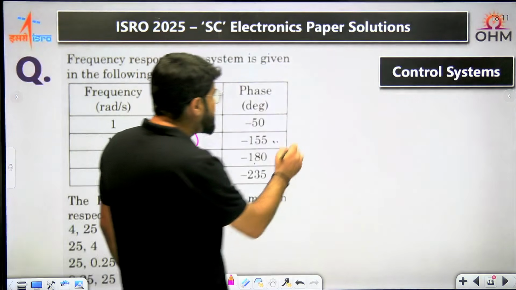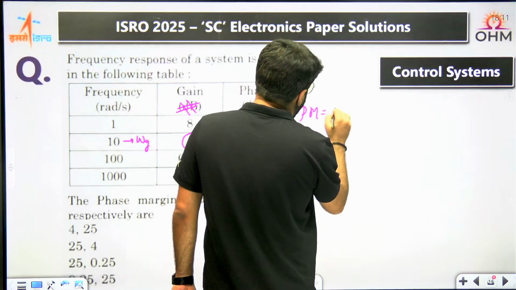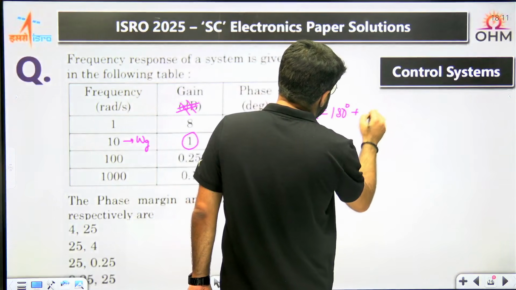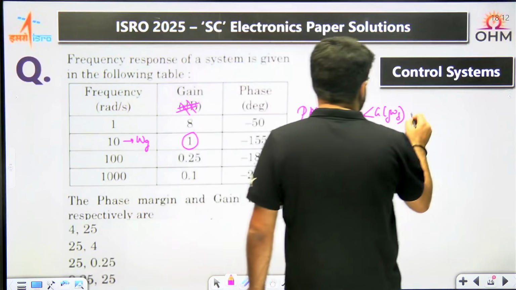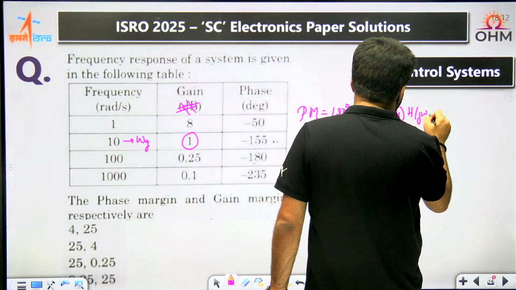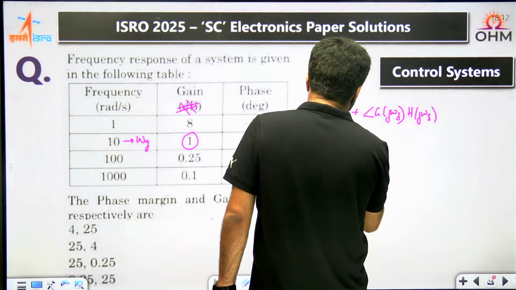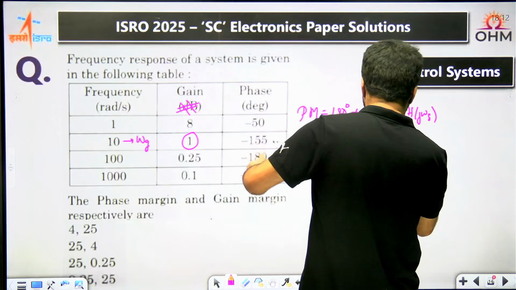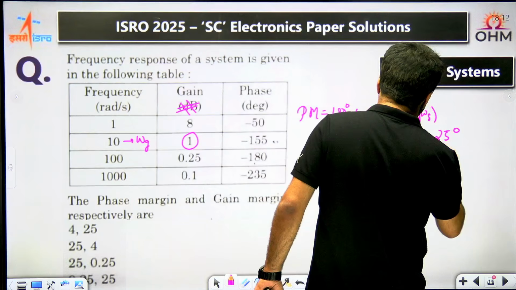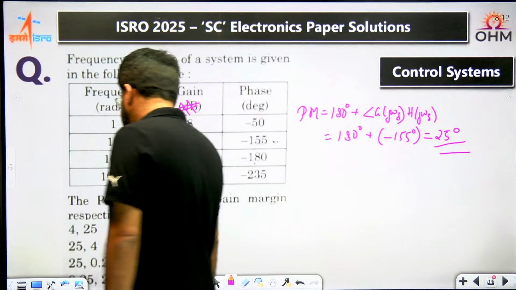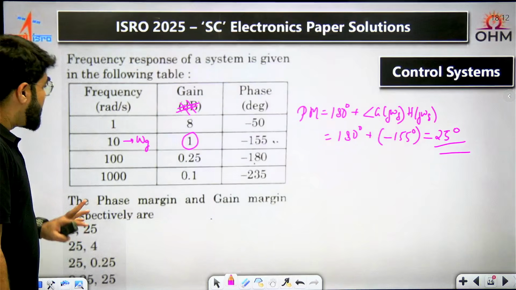Phase margin is given by what formula? 180 degree plus angle G(j omega g) at j omega g. Phase at omega g. So what is the phase at omega g? Minus 155. So this answer is nothing but 25 degree. The phase margin is 25 degree. That is there. Now gain margin.